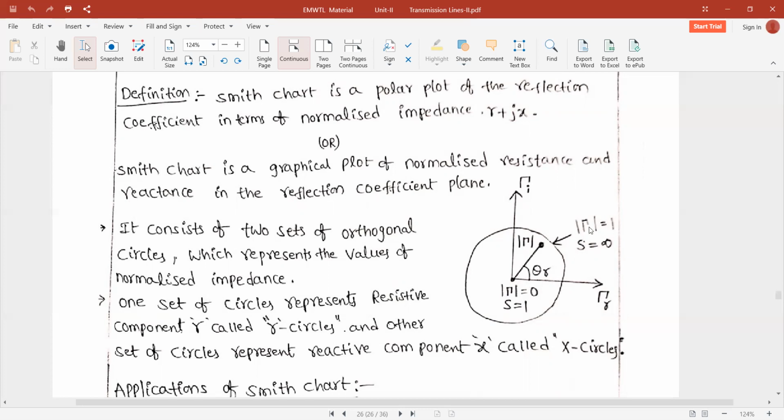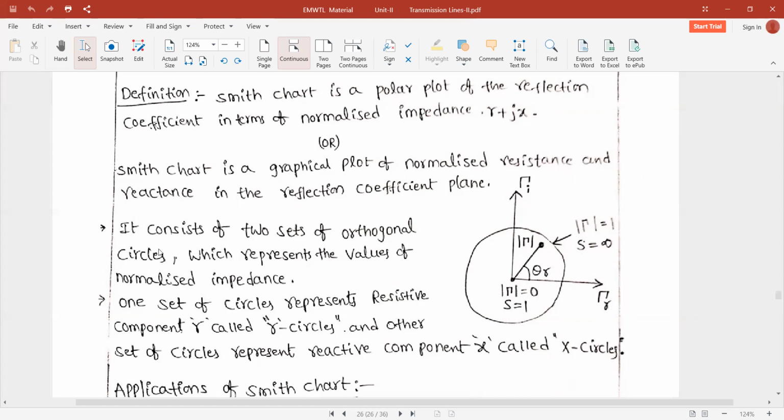These are the ranges of the reflection coefficient and the S circles. S is equal to 1 when the reflection coefficient is equal to 0, and S is equal to infinity when the reflection coefficient is equal to 1. We already know the range of the reflection coefficient, and the range of the standing wave ratio S is 1 to infinity.